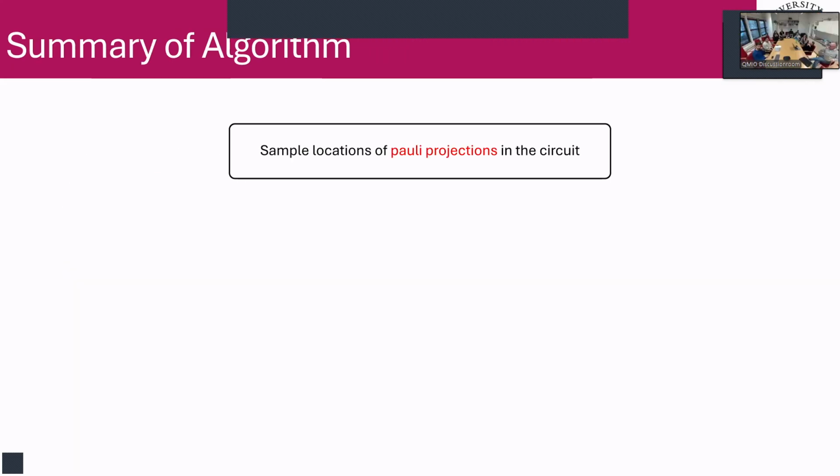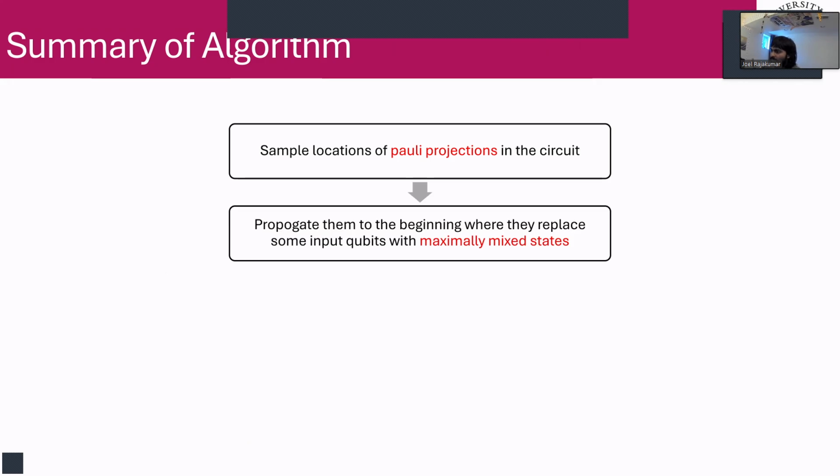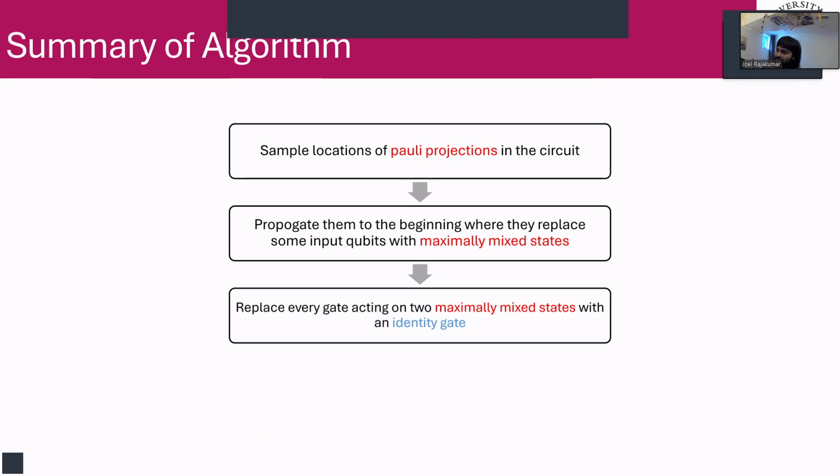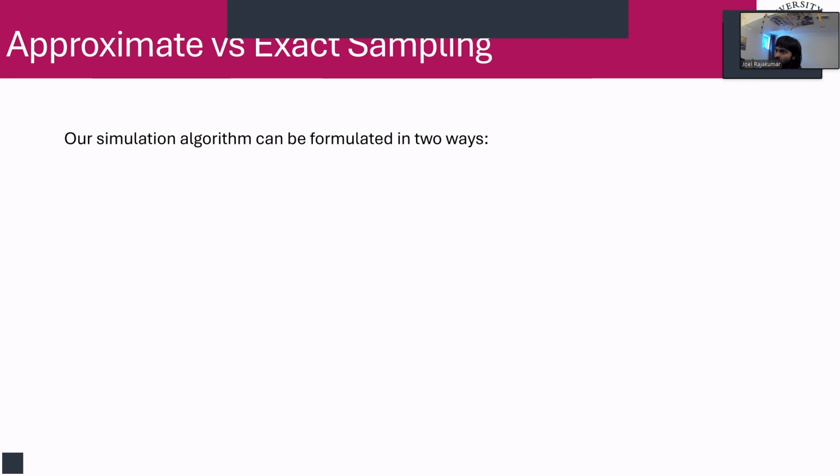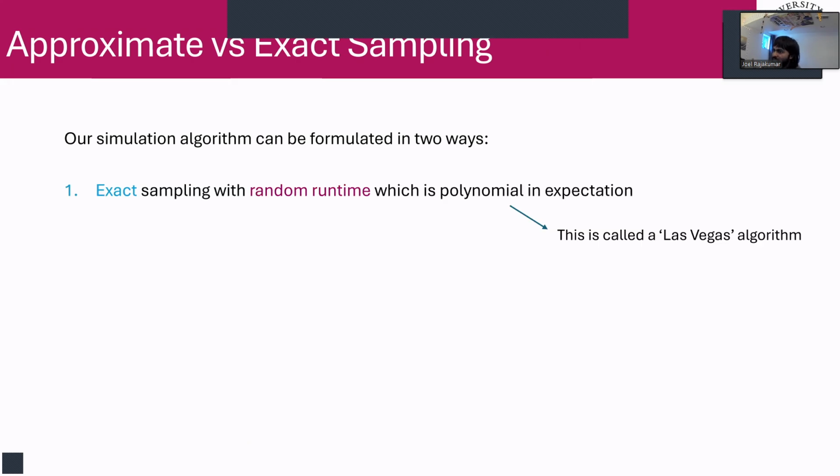So just to summarize the algorithm: you sample Pauli projections, you propagate them to the beginning where they replace some input qubits with maximally mixed states, you replace every gate acting on two maximally mixed states with an identity gate, and finally you simulate the resulting subcircuits independently. As Antonio pointed out, I haven't made any approximations yet. And actually, this algorithm is an exact sampling algorithm.